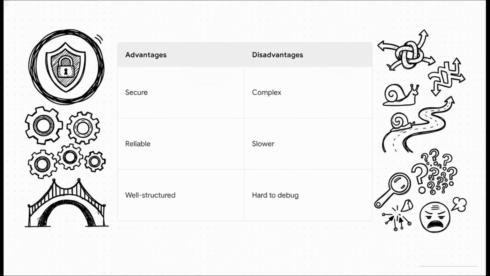So it all comes down to a big trade-off. On the one hand, SOAP is super secure and incredibly reliable. That's exactly why it's still the go-to for a lot of big enterprise systems like in banking or finance. But on the other hand, all that structure makes it really complex, it's slower because XML is so heavy, and honestly, it can be a total nightmare to debug when things go wrong.